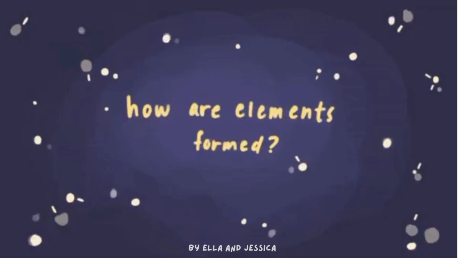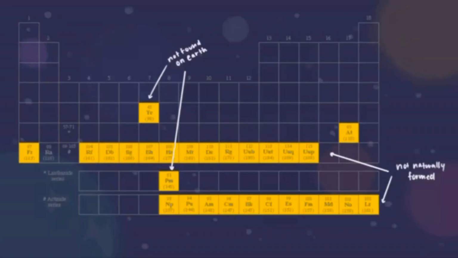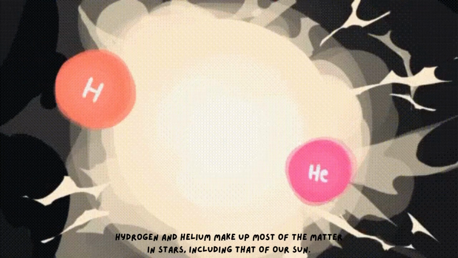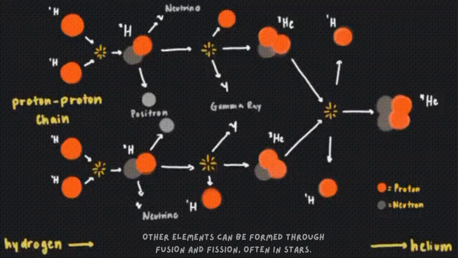How are elements formed? This question varies for different elements, but our focus is on elements that are naturally occurring and not man-made. The lightest and most abundant elements in the universe, hydrogen and helium, were created in the aftermath of the Big Bang, or the rapid expansion of space that created our universe. Hydrogen and helium make up most of the matter in stars, including our Sun. Other elements can be formed through fusion and fission, often in stars.